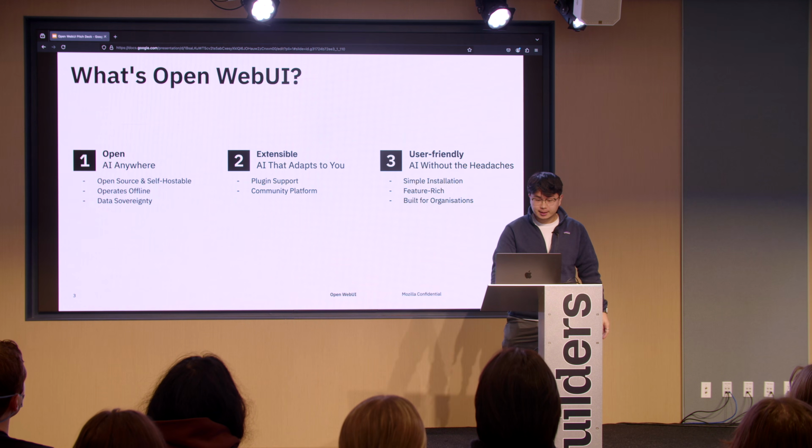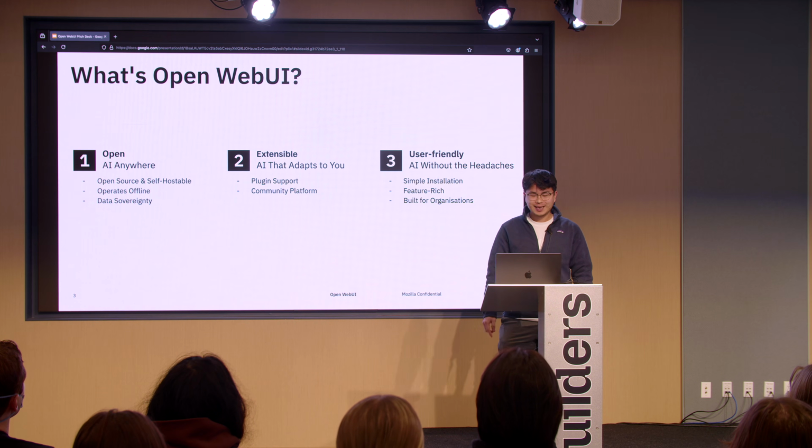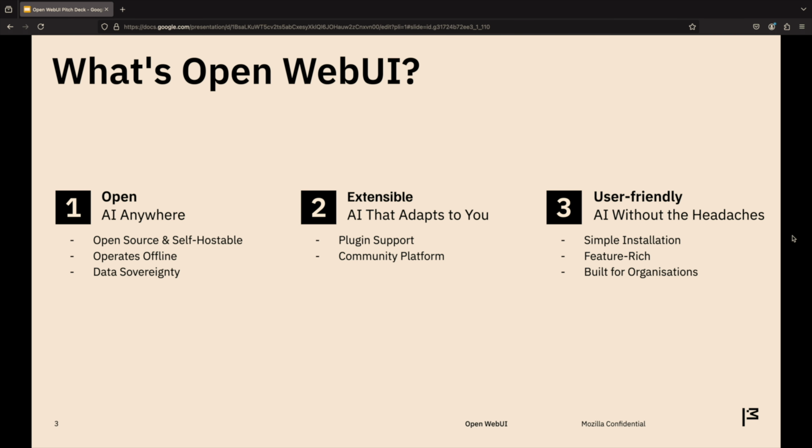Last but not least, there's also the user-friendly aspect. And none of these features would matter if it was super complex to set up. So you can just install WebUI with a simple one-line command, pip or docker install. It's built for organizational use cases, so it comes with multi-account permission support by default, which will let you serve entire teams, organizations, and even communities.